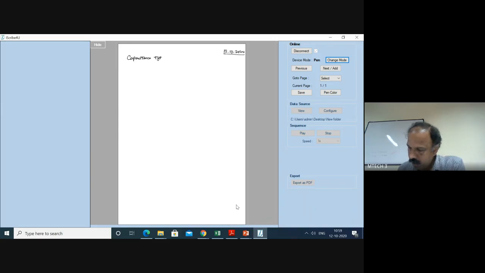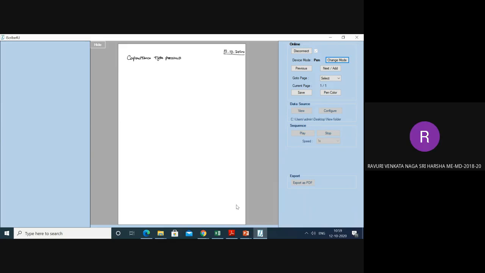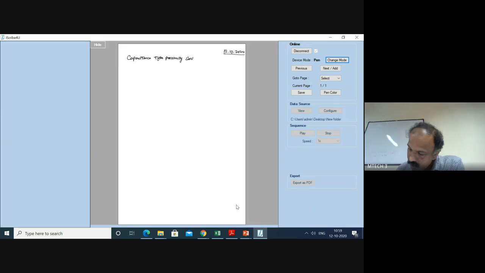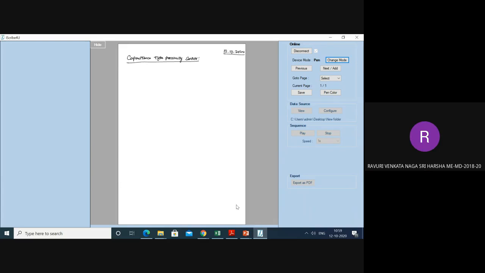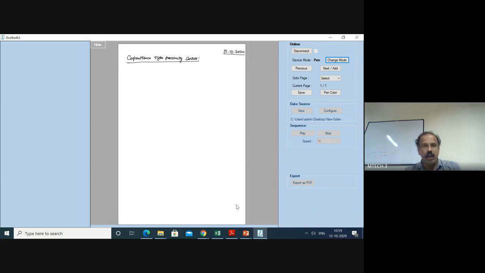Can you see what I am writing? Yes, sir. Okay, right. Now we'll go with the capacitance type proximity sensor, so I'll try to use this method.